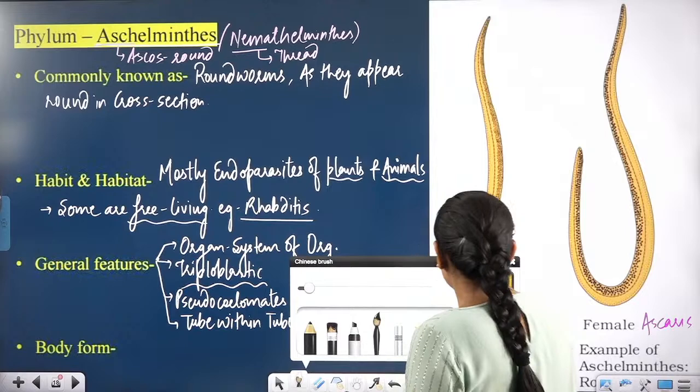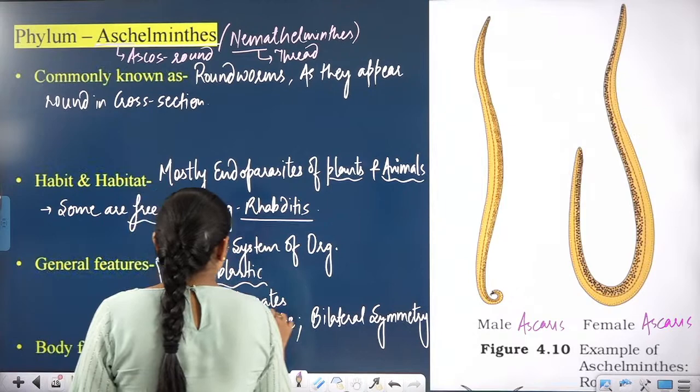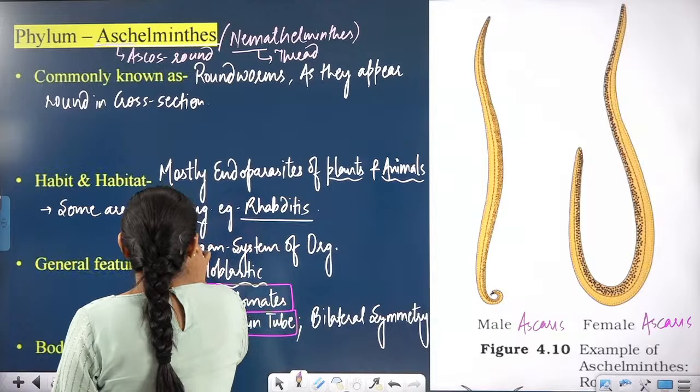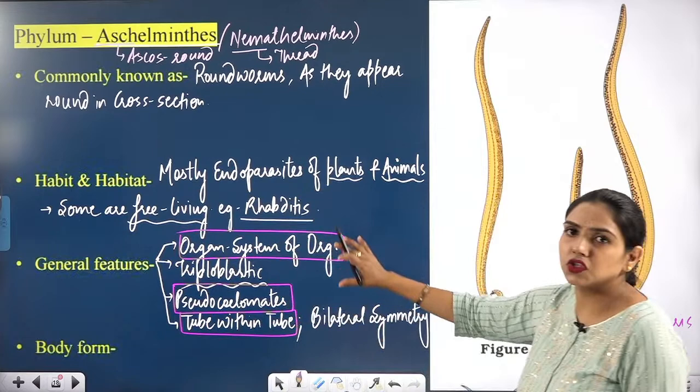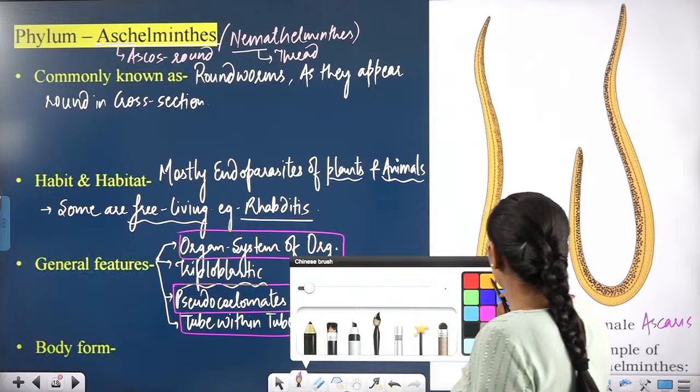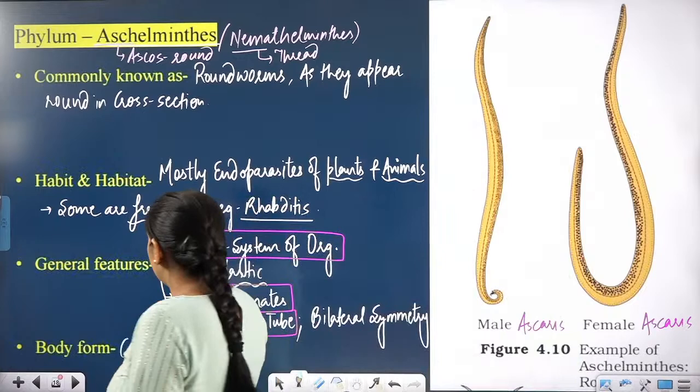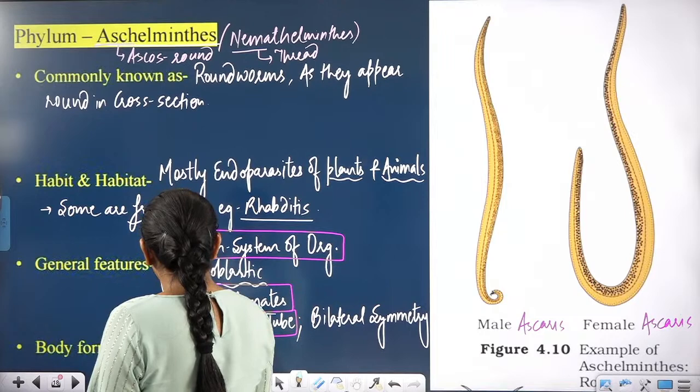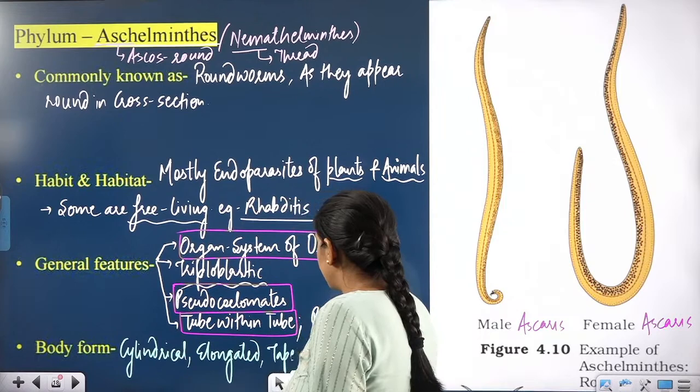The new thing which you have observed in this phylum is they are pseudocoelomates. They have tube within tube body plan. And they have organ system level of organization. These are the new things which you have seen in this phylum. Now if we talk about the body form, you can see clearly that they are cylindrical, elongated, and tapering at both ends.